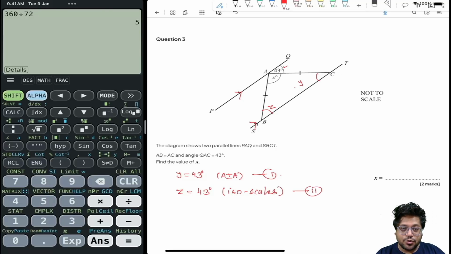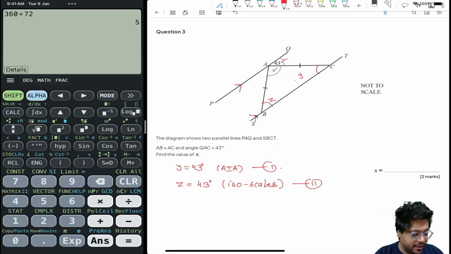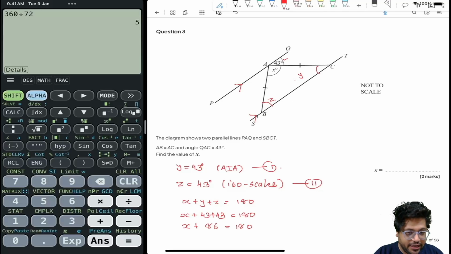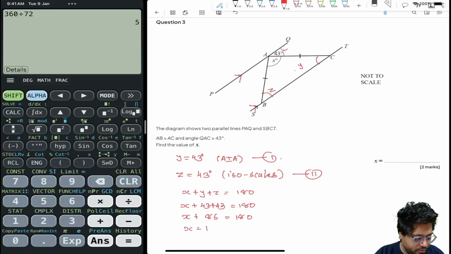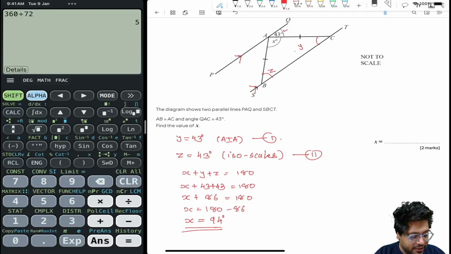Okay, now let's use the angle sum property, that x plus y plus z total is 180. For any triangle, the angle sum property is 180. So x plus y plus z is equal to 180. X we want to find, y and z both are 43 each. So 43 plus 43, that is 86, and now 180 minus 86, which is 94. So you got the value of x as 94. Clear?